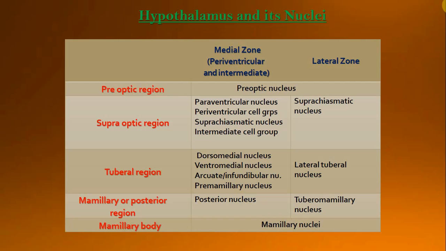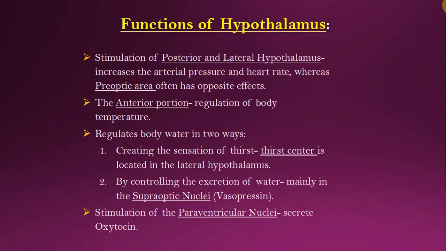These are the various nuclei of the hypothalamus. We have already divided the hypothalamus into 4 parts: the preoptic region, the supraoptic region, the tuberal, and the mammillary region. There are various nuclei of the hypothalamus, and they have different functions also. We will discuss that in brief later. Now coming to the functions.